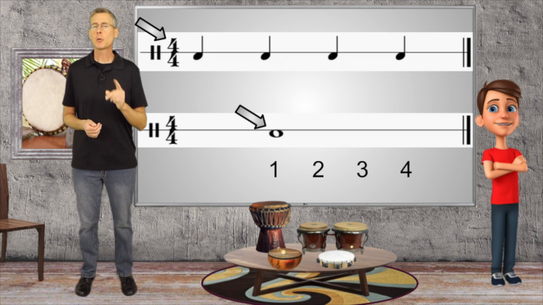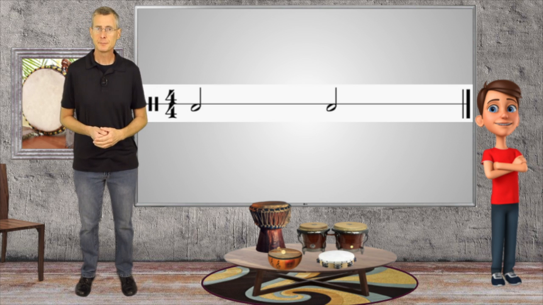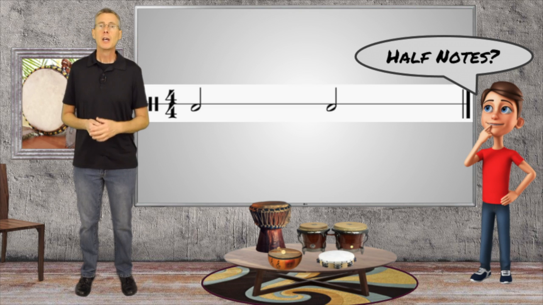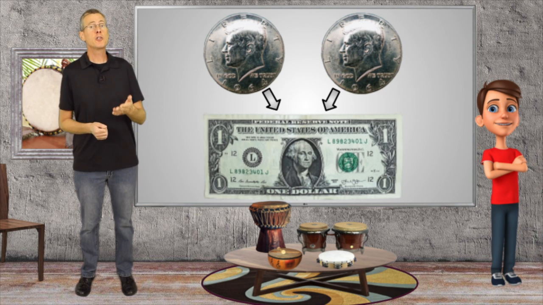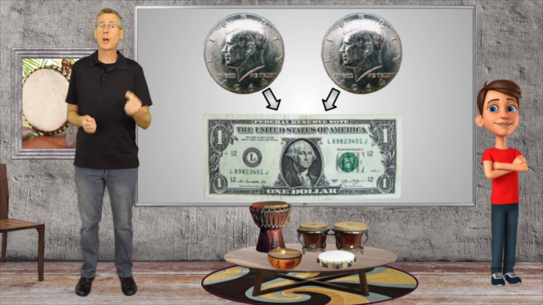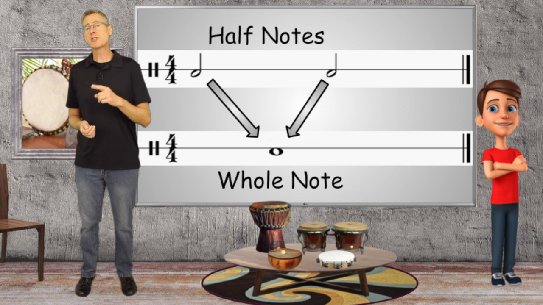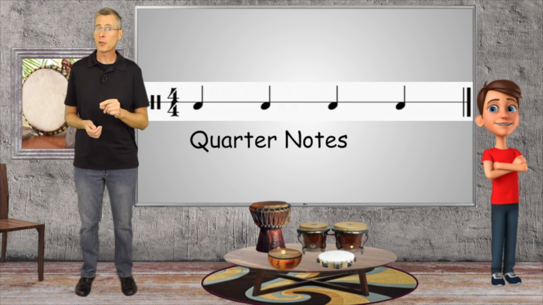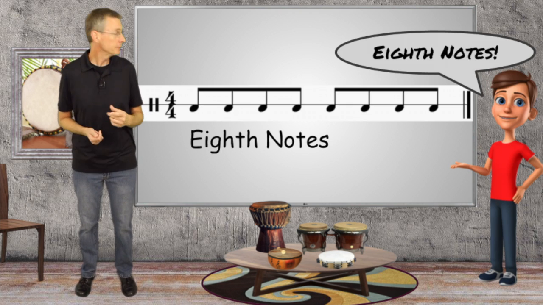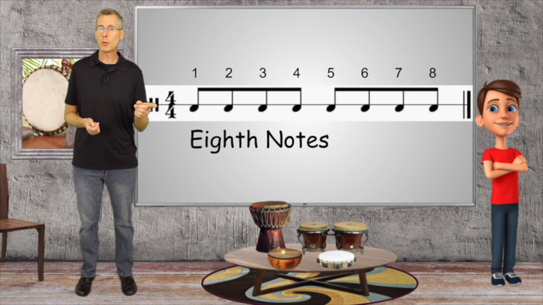So what about these notes? Can you guess what they're called? The fact that there are 2 of them gives you a clue. That's right, because 2 halves make a whole. Just like these 2 half dollars make one whole dollar, 2 half notes make one whole note. So in a measure, if we have 1 whole, 2 half, and 4 quarter notes, the next value will be, that's right, we have 8 eighth notes in a measure.